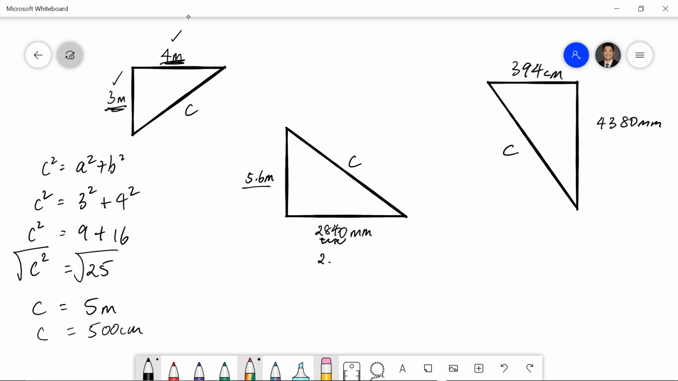So what we'll have is 2.84 meters is the conversion of that side. Okay, now that we have both sides being equal, we can then continue to work out what the hypotenuse is. So 5.6 squared plus 2.84 squared is equal to c squared. Happy for you to use a calculator at this point.